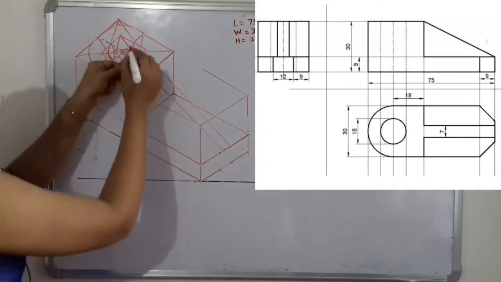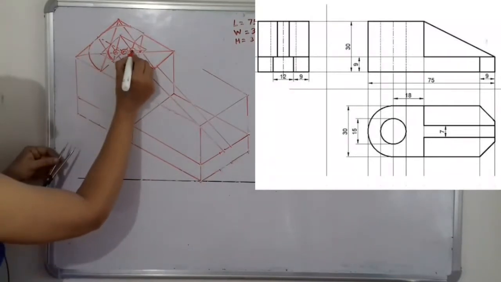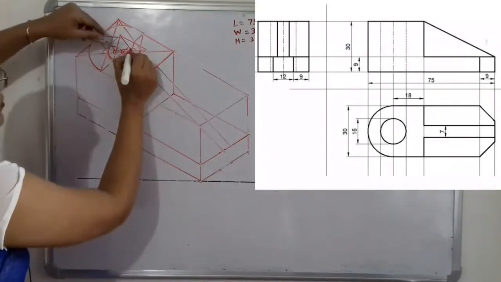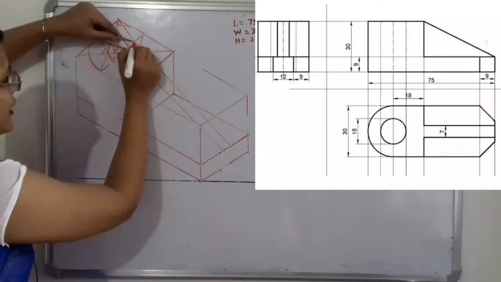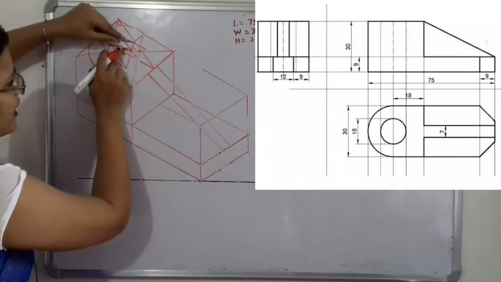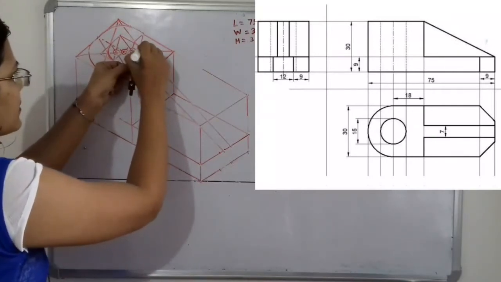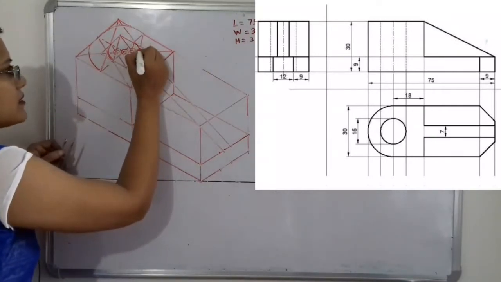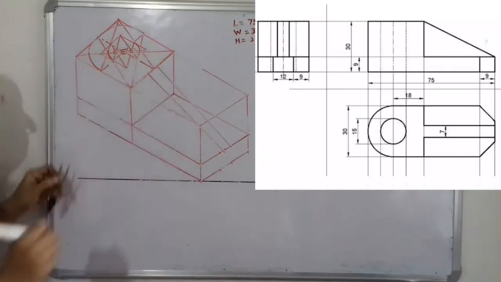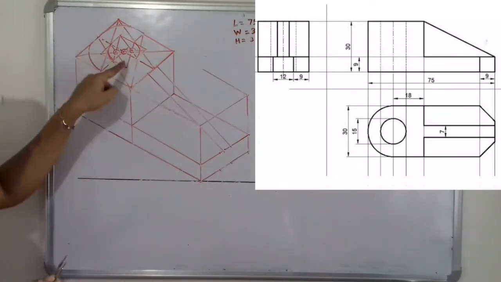Now in the same way, here on the opposite side also, here is the center. Now from this center to this line joining to the middle point, we have to take this distance up to the middle point, and then with the help of compass we have to complete this circle. Then what about the remaining two?